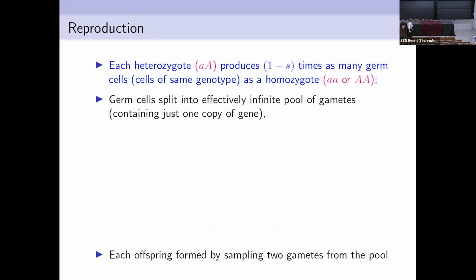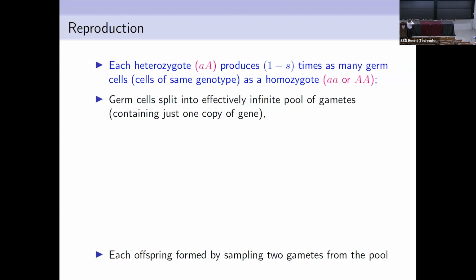There's someone who knows a lot of biology in the audience, so I'm not very comfortable about this particular description of reproduction, but it will do. So the idea is that during reproduction, each heterozygote plant, so each mixed plant, produces 1 minus s times as many germ cells, so those are cells of the same genotype as the parent, as the homozygotes, so the yellow flowers or the purple flowers. But in fact, each plant produces an effectively infinite number of germ cells, and they split into gametes, and gametes contain just 1 copy of each gene.